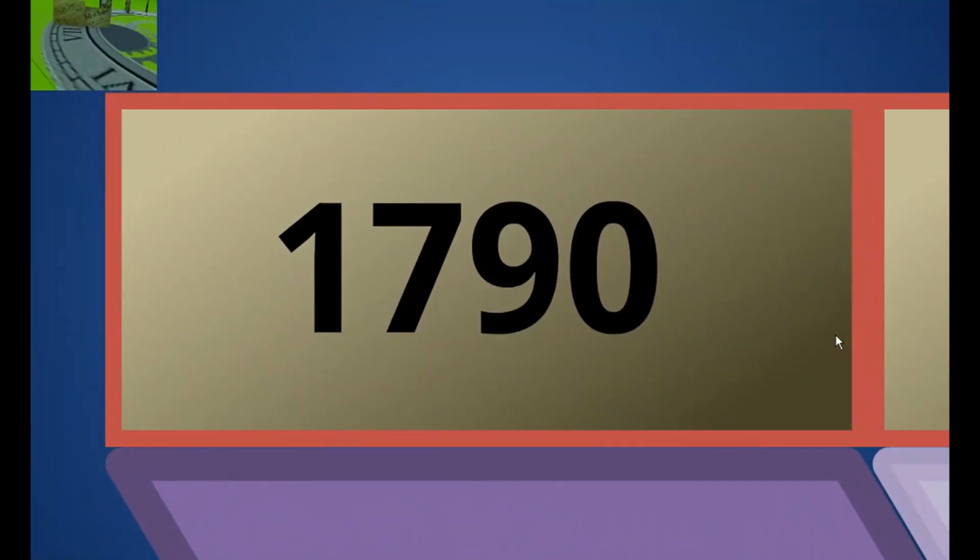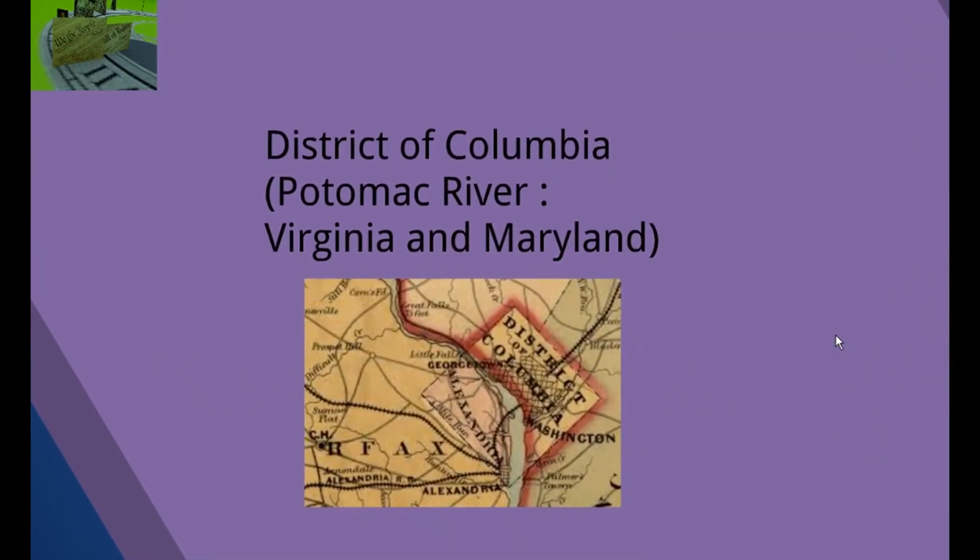1790 now, we start with the decade 1790s. So what is going to happen? We have the establishment of the District of Columbia, which is going to be the future site of the United States government. Nowadays, it's called Washington, D.C. There is a territory, a square territory, as you see in the map, that is ceded by the two states, Virginia and Maryland, along the Potomac River. That is going to be the new site of the government in the future.